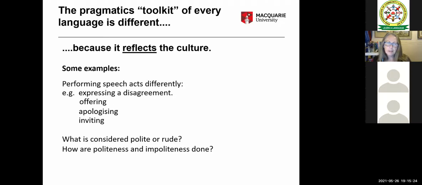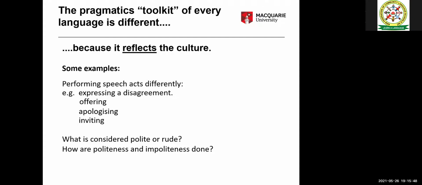So another different thing is what's considered polite and what's considered rude. In Australian English, we tend to be quite informal in the way that we do things and the way that we talk to people. You know, you wouldn't really talk to the Prime Minister that differently from the way you talk to your cleaner. Maybe a little bit more polite, I don't know, but not a whole different language. You know, in some languages, there's a whole different grammar for how you talk to people with more power than you. And so what's considered polite and rude, and also how are politeness and impoliteness actually done in that language.